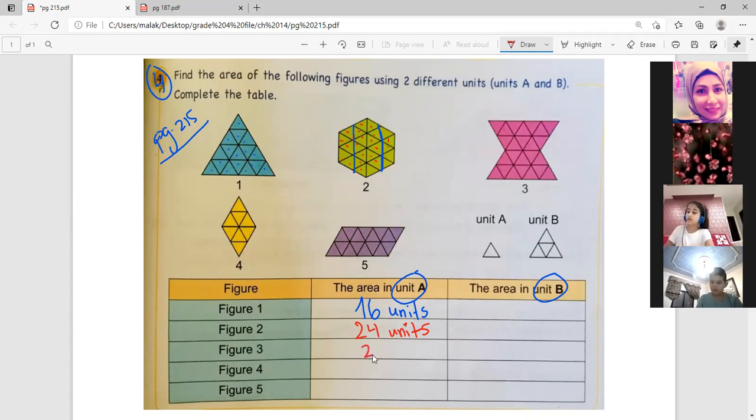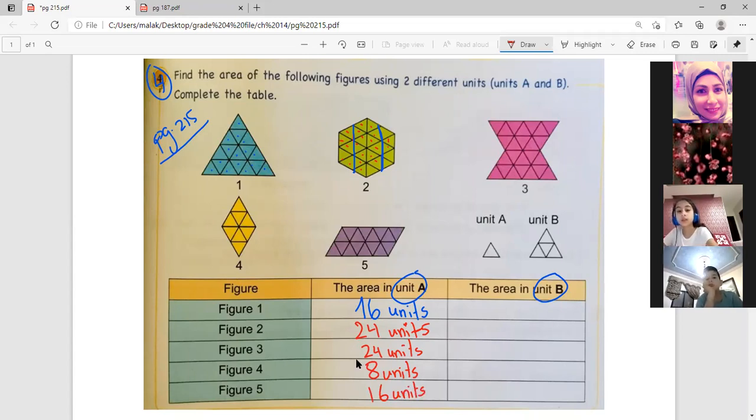24? 24, yes, exactly. 24 units, thank you. Mahda Atiye? Yes. Figure 4? 8. 8 units, bravo. Asila Asaili? Yes. Figure 5? 16. 16, yes, 16. Bravo. 16 units, bravo.